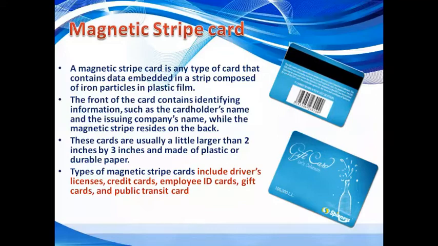The information on the card is read by swiping the card past a magnetic reading head. Examples of these cards include credit cards, ATM cards, Visa and MasterCards. Nowadays we have driving license cards and membership cards as examples of magnetic strip cards. We also have employee cards, gift cards, and public transit cards. All these are examples of magnetic strip cards.